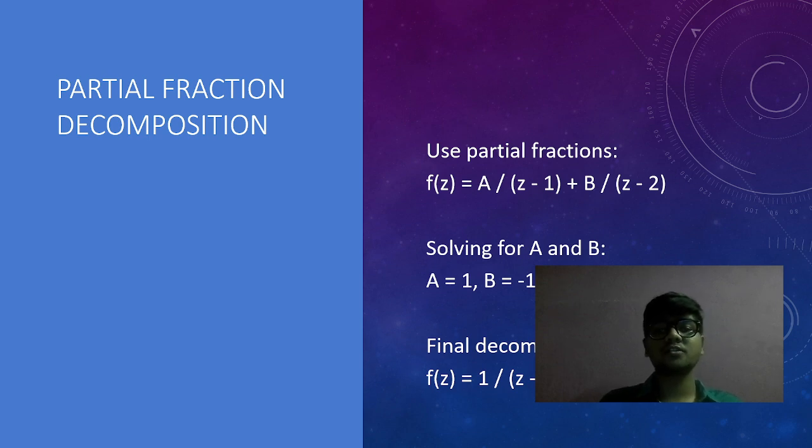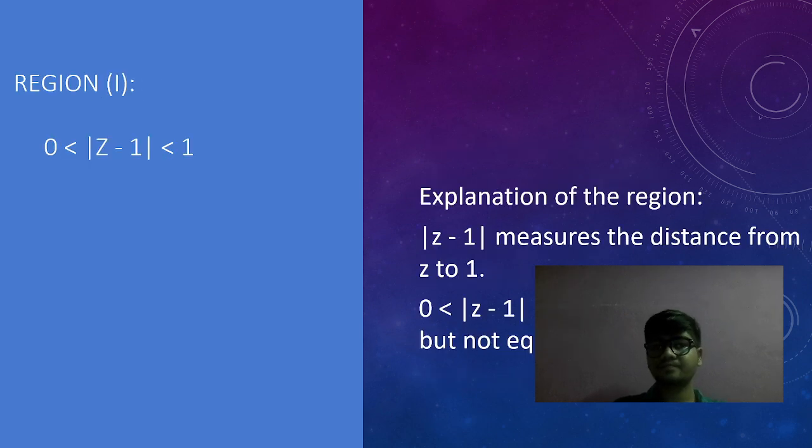Partial fraction decomposition. Use partial fractions: f(z) = A/(z-1) + B/(z-2). Solving for A and B, A = 1, B = -1. Final decomposition: f(z) = 1/(z-1) - 1/(z-2).